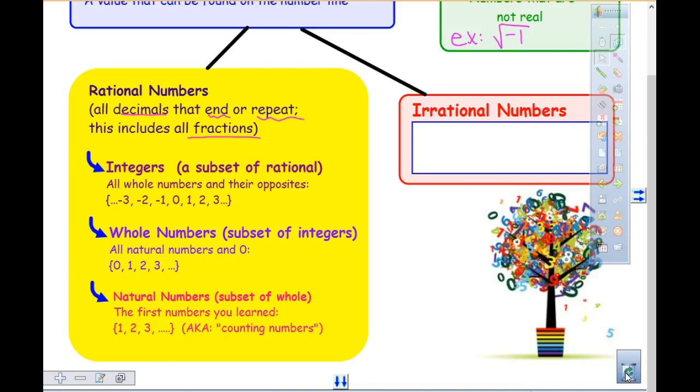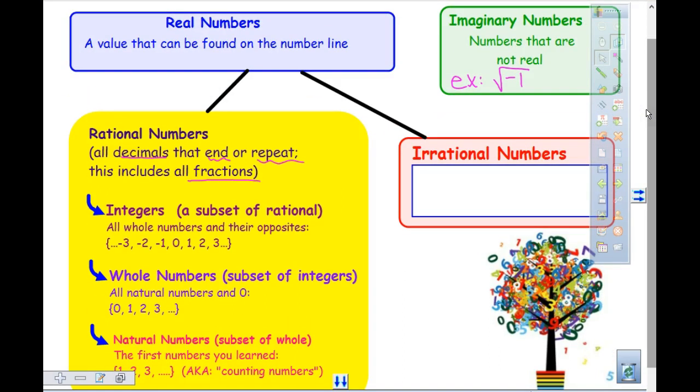So every natural number is a whole number because we have all these counting numbers plus 0. Then we add the negatives. Then we add decimals that end or repeat, and all fractions. So if you see a fraction, the first thing you want to say is rational. It's real and it's rational.